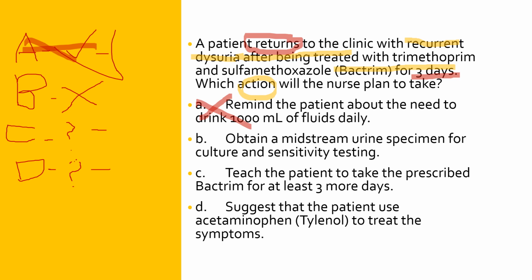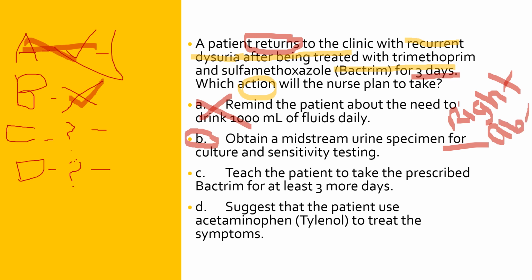B, obtain a midstream urine specimen for culture and sensitivity testing. What do we think might be going on? Yes, very good. Okay, so we're going to say B is the correct answer because we want to know, do we have the right antibiotic, right? Because maybe we don't. Maybe my infection is more sensitive to something else. So taking it for 3 more days is not going to do anything for this patient. We've already proven that, right? So we'll get rid of that one.